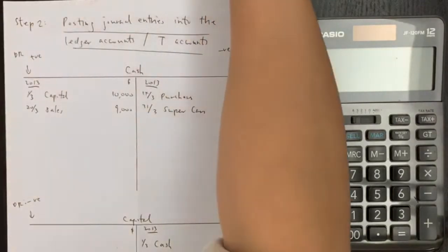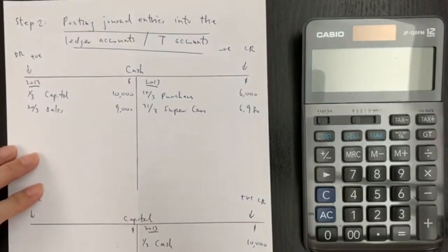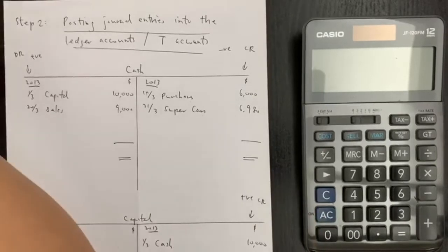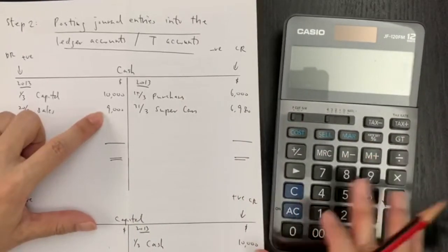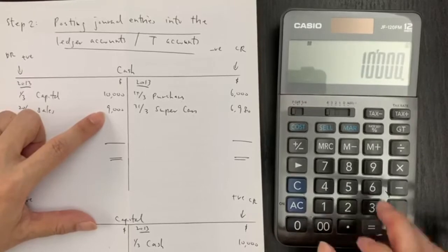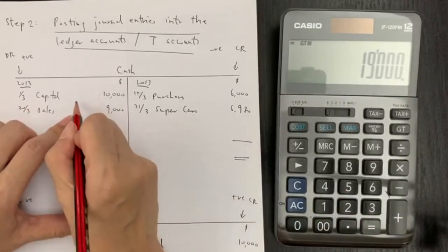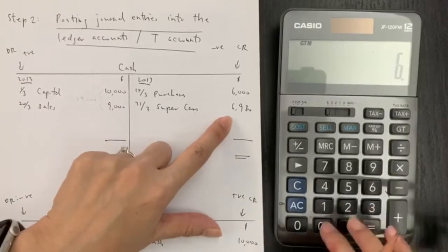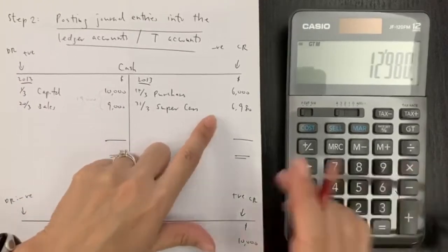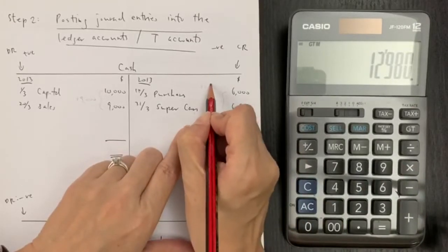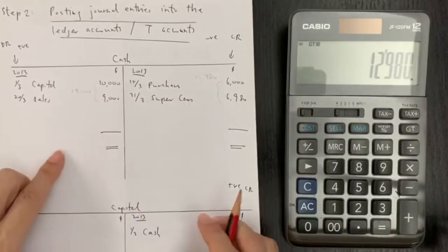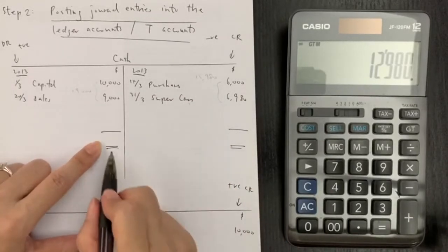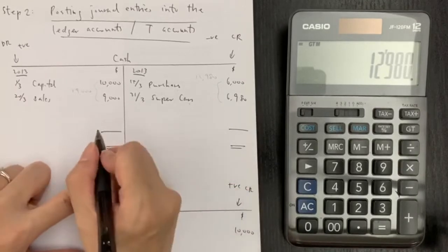So to close the T accounts, here, all right, so we have this. This is the debit side. Let's check the total: 10,000 plus 9,000, so I have 19,000. And on the credit side, 6,000 plus 6,980, so I have 12,980. Which side is bigger? This side is bigger. So remember, we always put the bigger side here at the bottom, which is 9,000.